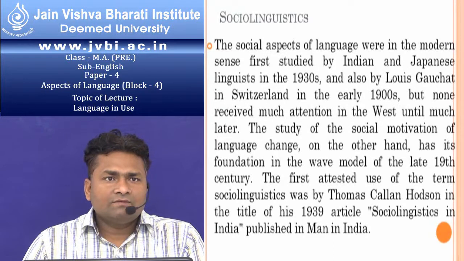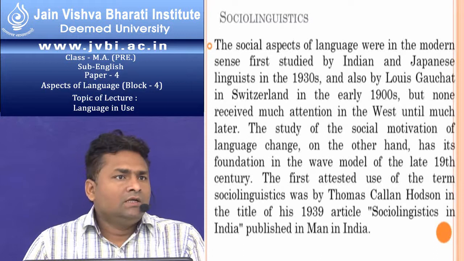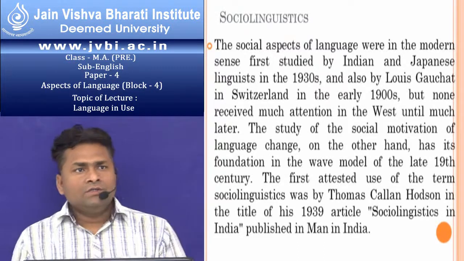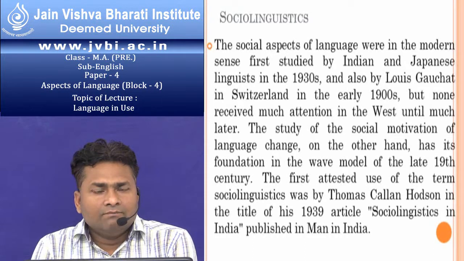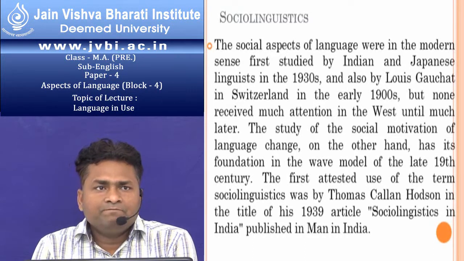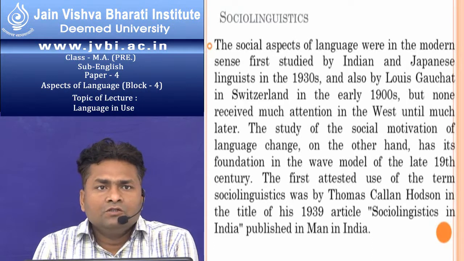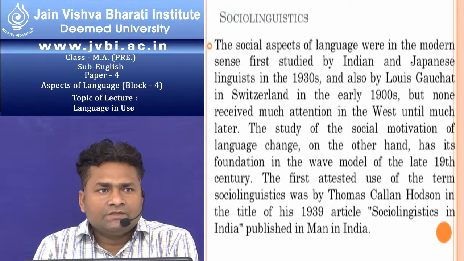The social aspects of language were, in the modern sense, first studied by Indian and Japanese linguists in the 1930s, and also by Lewis in Switzerland in the early 19th century, but none received much attention in the West until much later. So, this is a very important feature: there were two Indian and one Japanese linguists who first tried to study the domain of sociolinguistics.